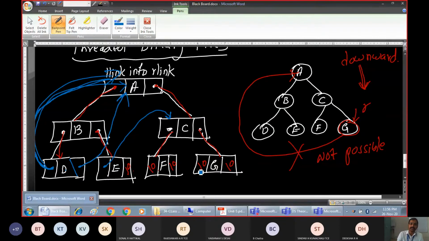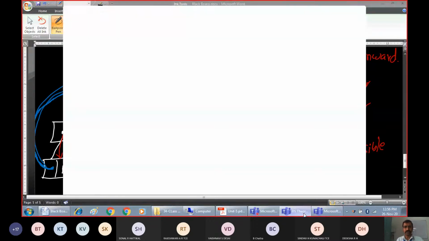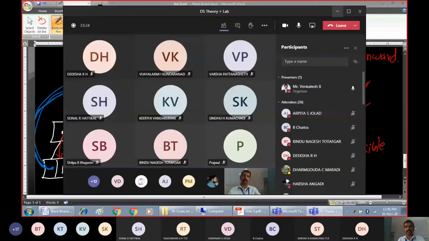These are called threads, and a tree with such threads is called a threaded binary tree. So we have seen what actually a thread is and what actually a threaded binary tree is.